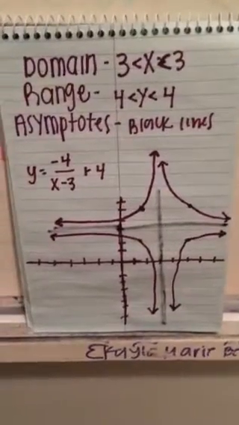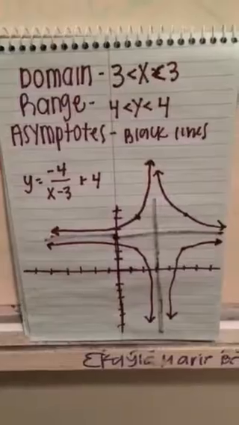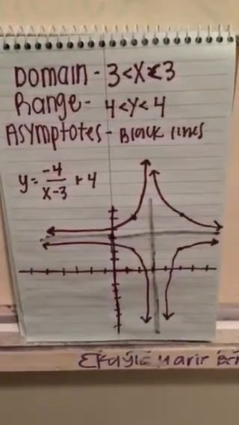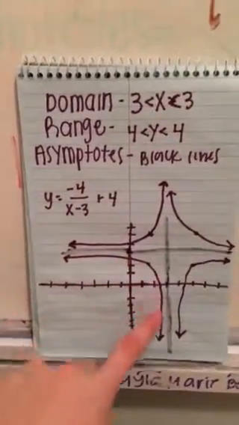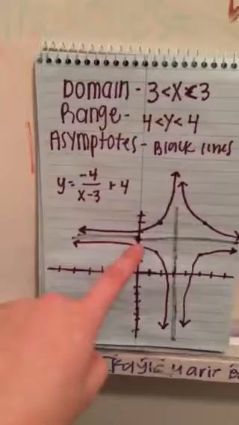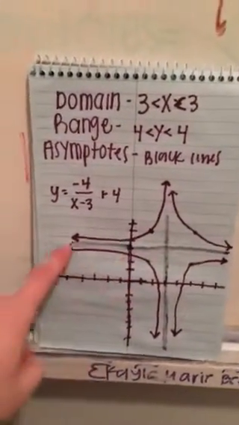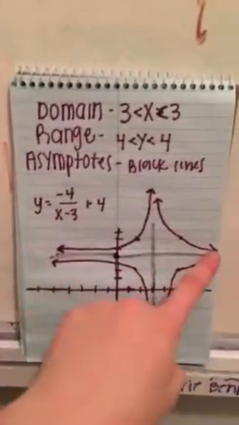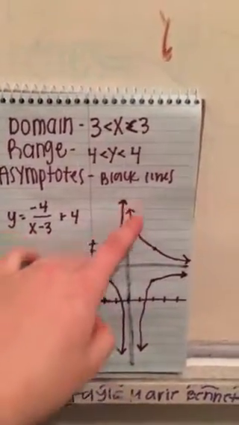For our range, which is the y values, y will have to be greater than 4, y will have to be less than 4. Meaning all these values down here, y has to be less than 4. Because it cannot be equal to, because it never touches this new axis. And all these points, y has to be larger than 4.